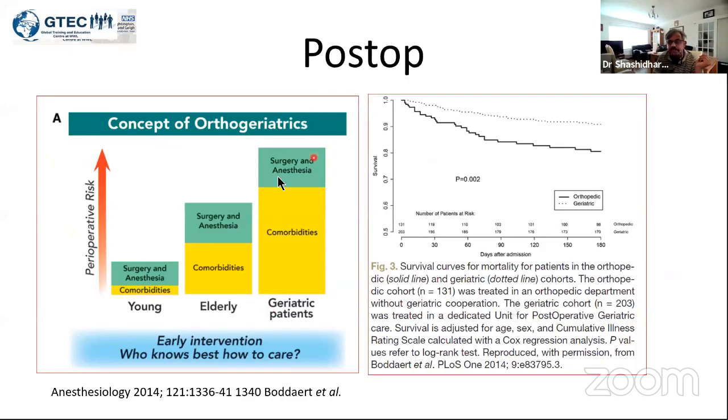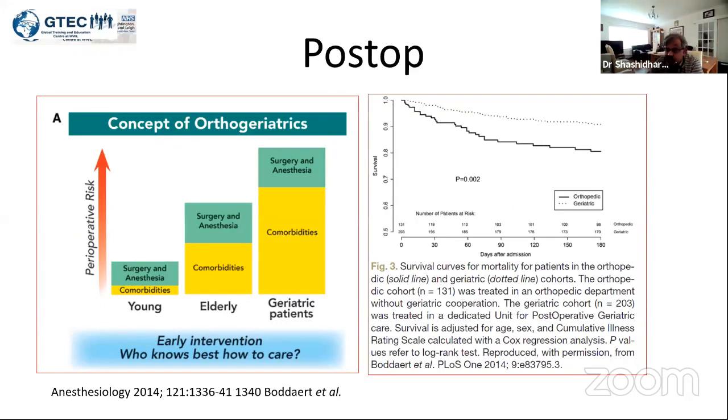When compared to all the other patients, in elderly, geriatric patients, surgery and anesthesia make a little bit of difference. The biggest problem is their comorbidities that need to be managed. So when you have orthogeriatricians managing the post-op, you can see the mortality rate has come down. Survival rate is better.